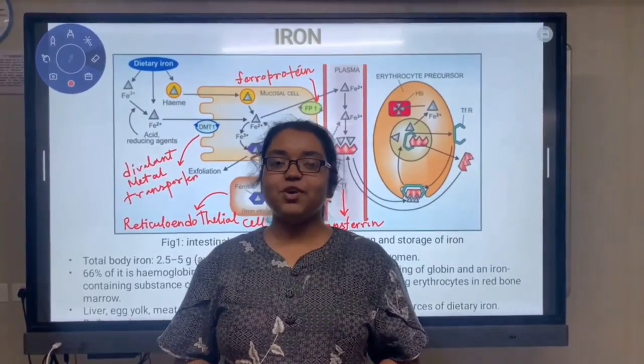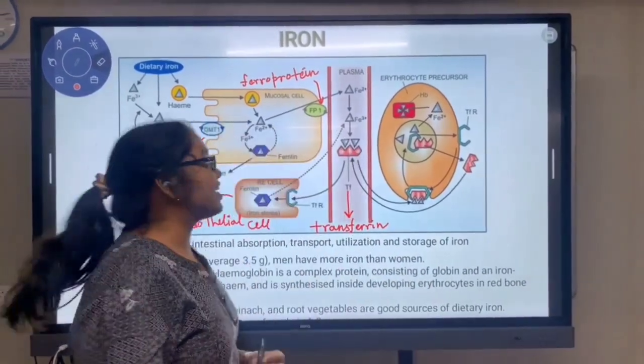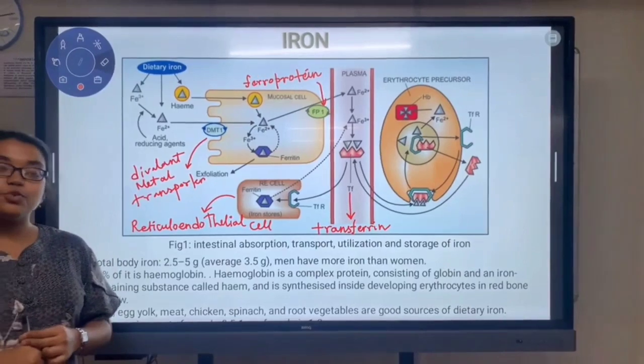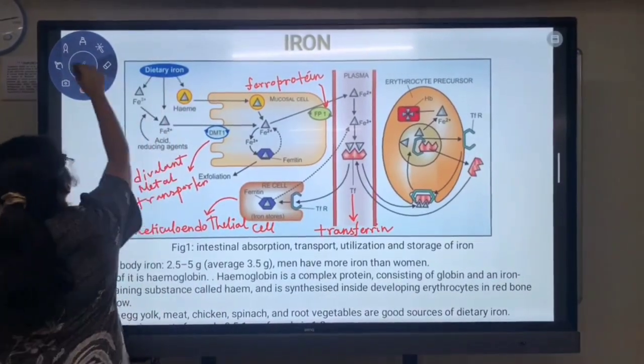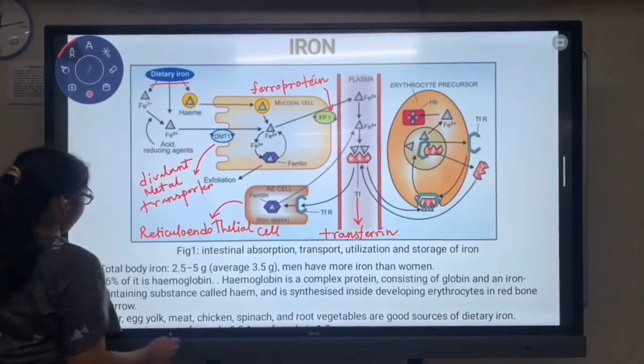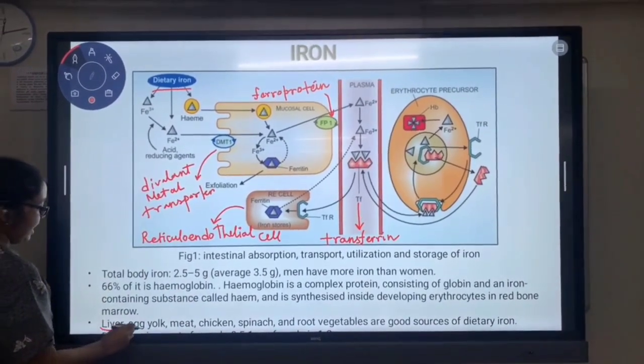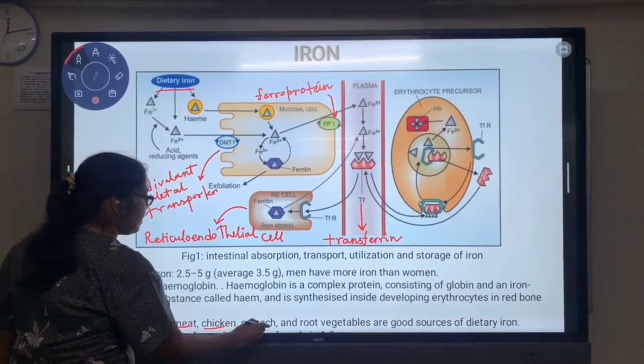Everyone, welcome to Pharmshala. Today we are going to discuss iron absorption through our intestine. Now, the main sources of our dietary iron are liver, egg yolk, meat, chicken, spinach, this kind of things.